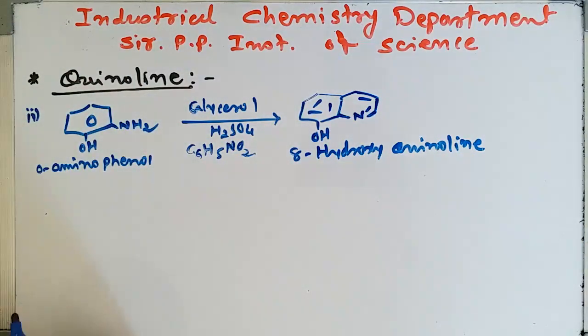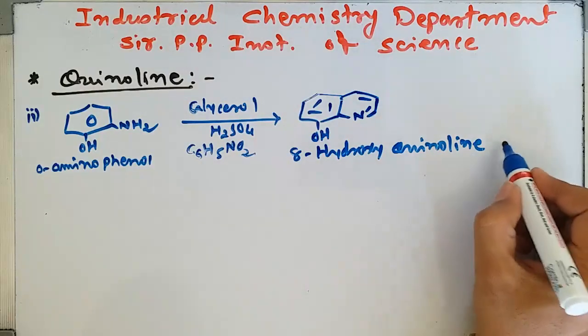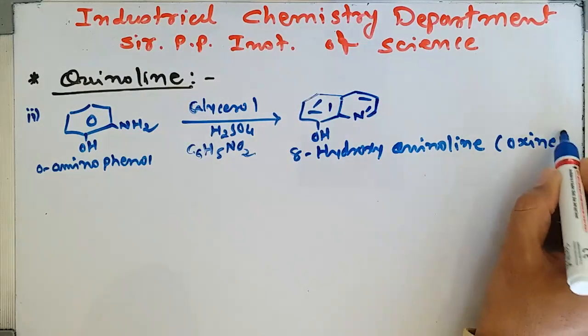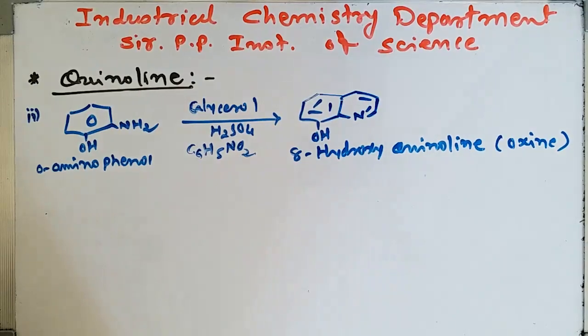8-hydroxy quinoline. It is also known as oxine. It is a very important compound as a reagent. With the help of an aniline substituted compound, 8-aminophenol, when treated with glycerol, sulfuric acid and nitrobenzene, we get 8-hydroxy quinoline.